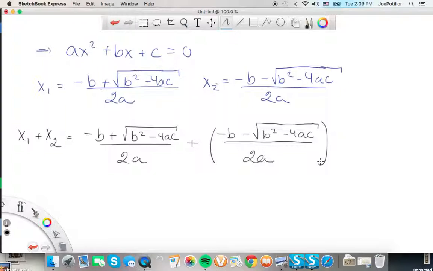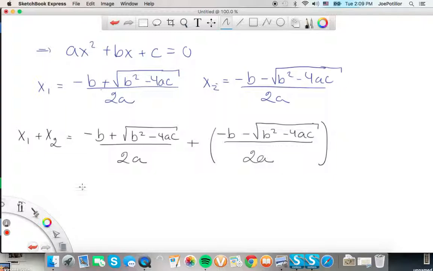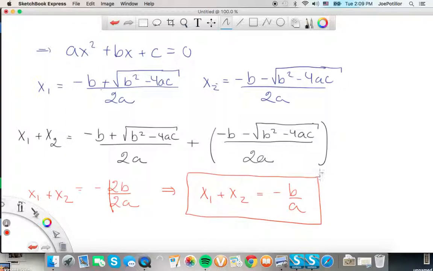Now, if I add these together, since one is positive and one is negative, the square roots will cancel each other, and they're exactly the same. And we have, of course, negative b and negative b, which will get twice negative b. From here, the 2's cancel, so we get that the sum of roots is negative b over a.